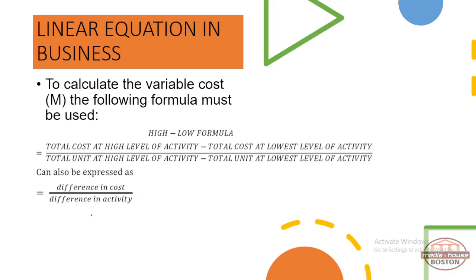So the formula to calculate the variable cost per unit is as follows. It will be the total cost at high level of activity minus the total cost at lowest level of activity, divided by the total units at high level of activity minus total units at lowest level of activity. In summary, we could just say the difference in the cost of high and low activity over the difference in the activity, which is high and low, and therefore this will give us what we call the variable cost per unit, which is our M.